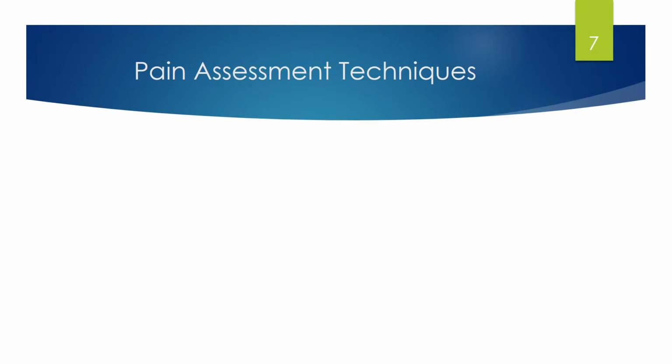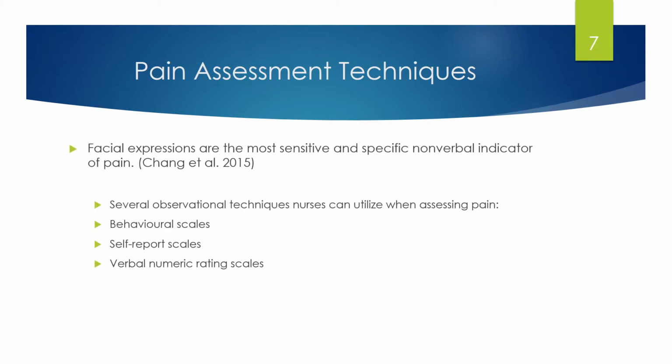Pain assessment techniques. Facial expressions are the most sensitive and specific nonverbal indicators of pain. Many techniques for assessing pain utilize observational methods. There are several observational techniques nurses can use when assessing pain. Some of them are behavioral scales, self-reported scales, which are more appropriate for older children, and verbal numerical rating scales, also more appropriate for older children.